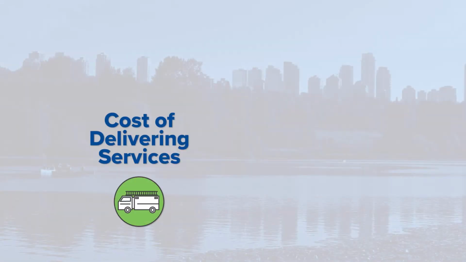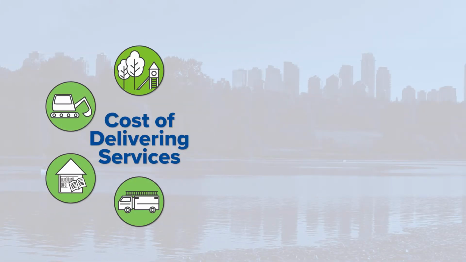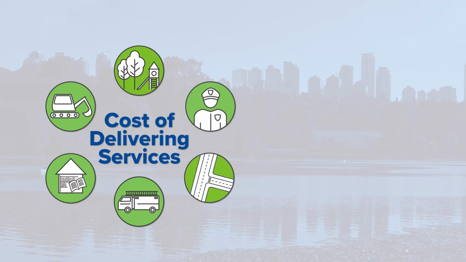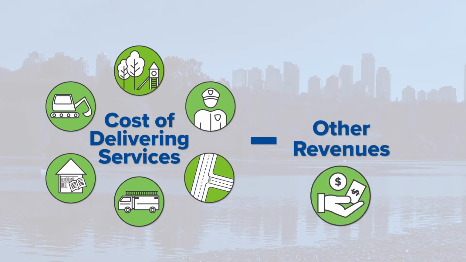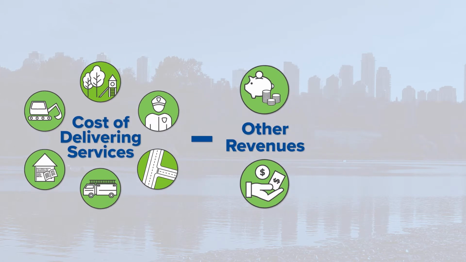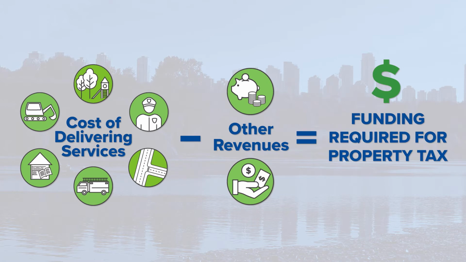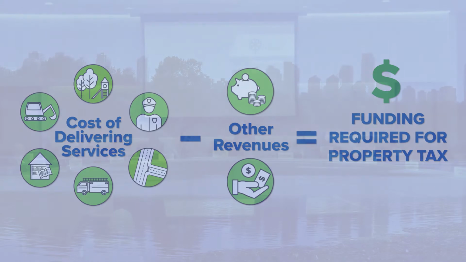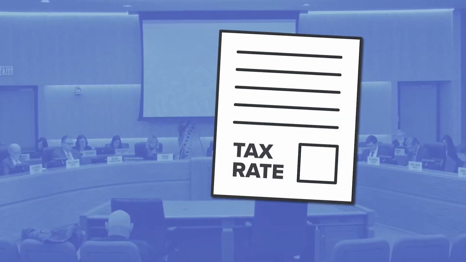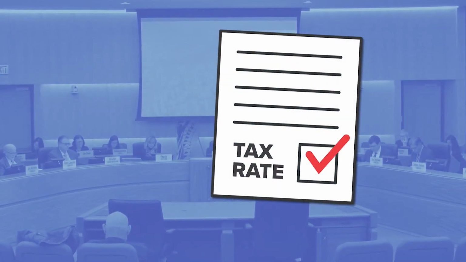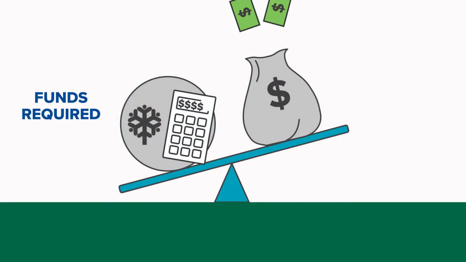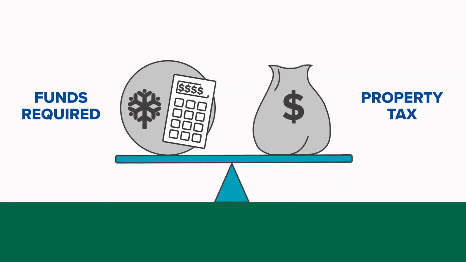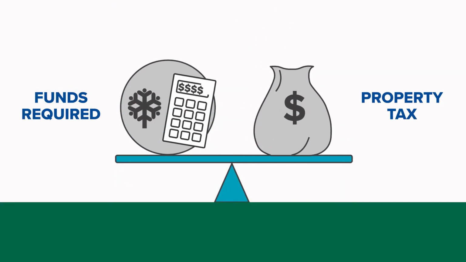First, the city calculates the total cost of delivering services to Burnaby residents, less revenues from user fees and other sources. Once we know how much everything will cost and what revenues can come from other sources, the city then determines what funding is required from property taxation. City Council needs to approve a tax rate in order to cover this funding requirement. By law, the city cannot collect more taxes than what is needed to balance the budget.